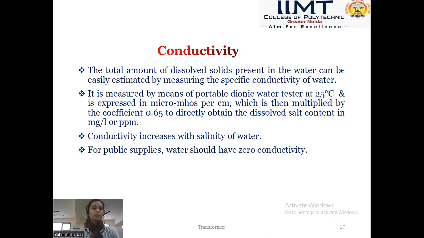So these are the various physical quality parameters. As we can see, all the physical parameters can be easily sensed with our basic senses, and that is why they are considered physical quality parameters. In the next lecture, we will be discussing the chemical and biological quality parameters.